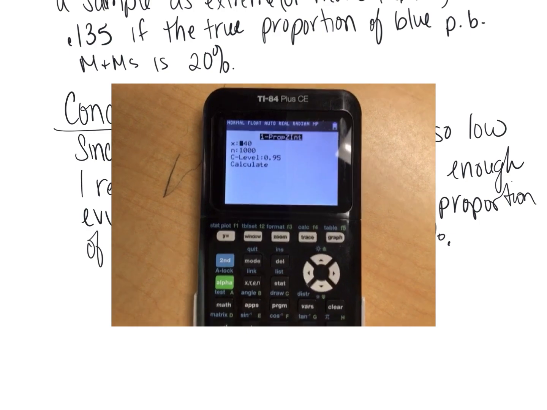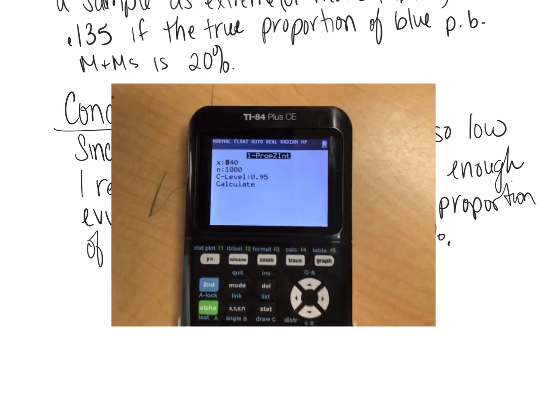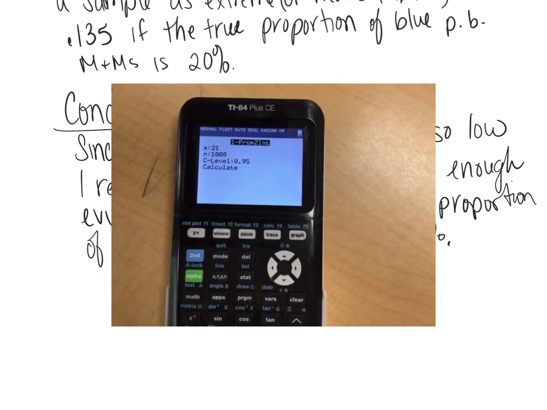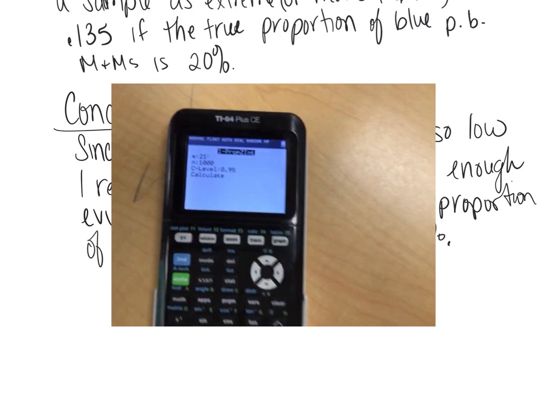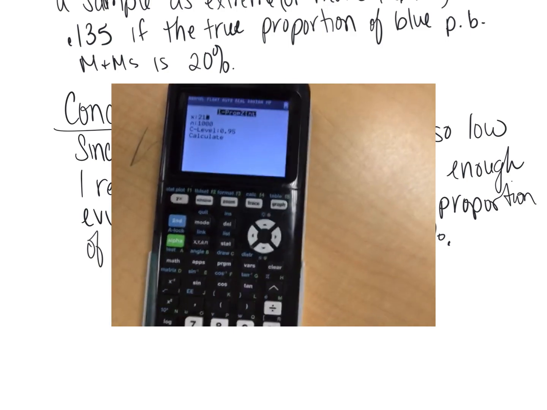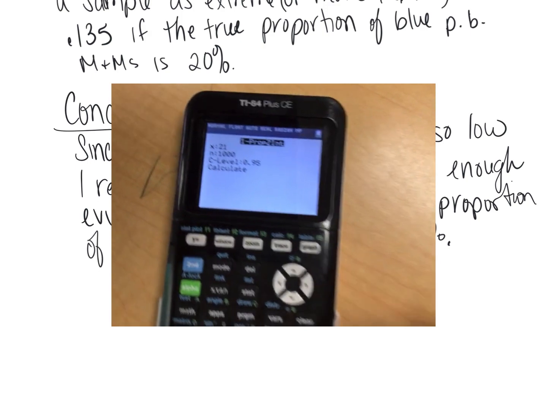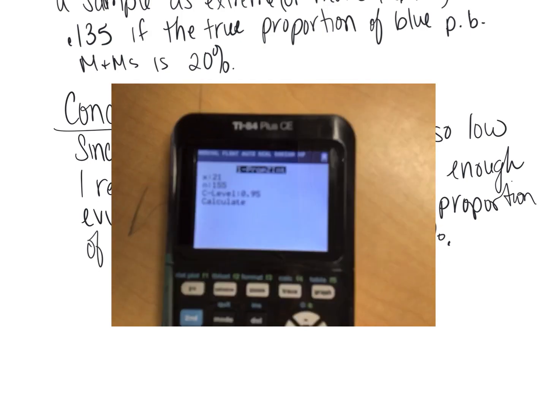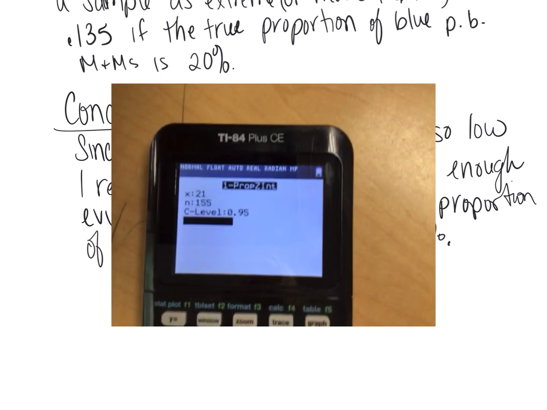How many successes did we have? X has to be a whole number. I had 21. You cannot put a decimal in for X. If you don't have like 21 out of 155, then you have to calculate what X is, but you have to round it to a whole number. The calculator gives an error. You can't have half of a success. Okay, so X has to be a whole number. N, I had 155. C-level is the confidence level. And then I can hit calculate.